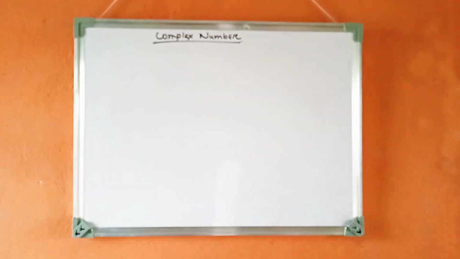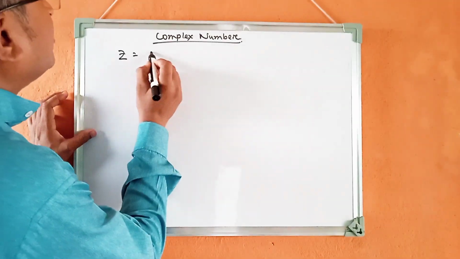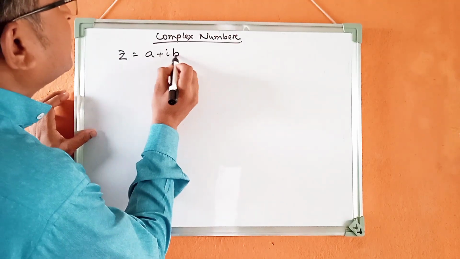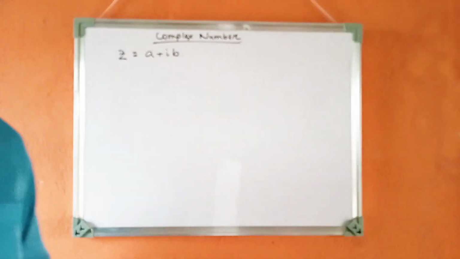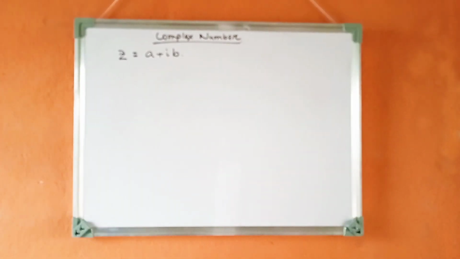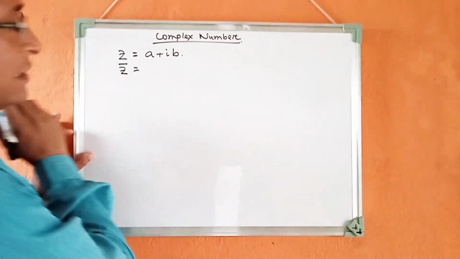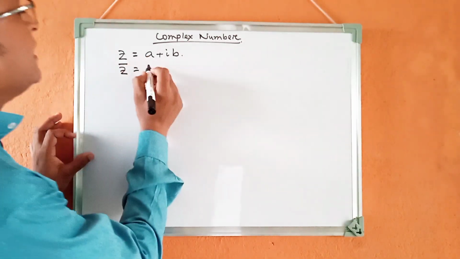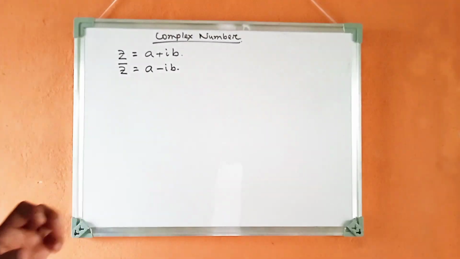Clear, everyone? Now, suppose Z is equal to A plus iB. This is the standard form of a complex number. Already I told. Now see, the conjugate of a complex number. Conjugate means opposite. The conjugate of a complex number is represented as Z bar. That is A minus iB. That is the conjugate of a complex number.